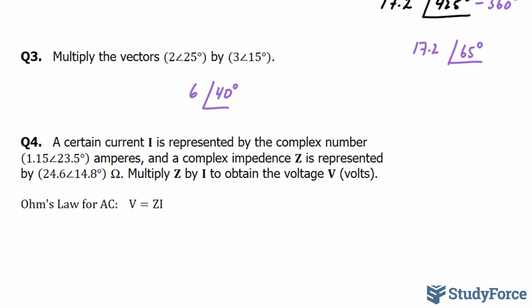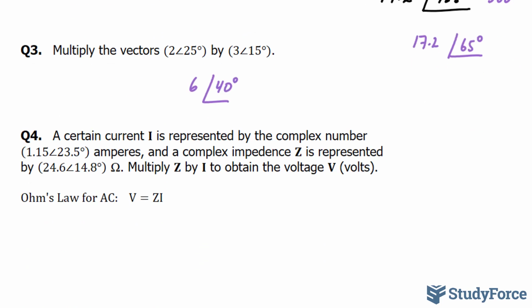And lastly, a certain current represented by capital I is represented by the complex number 1.15 at an angle of 23.5 amperes, and a complex impedance Z is represented by 24.6 at an angle of 14.8 ohms. Multiply Z and I to obtain the voltage.